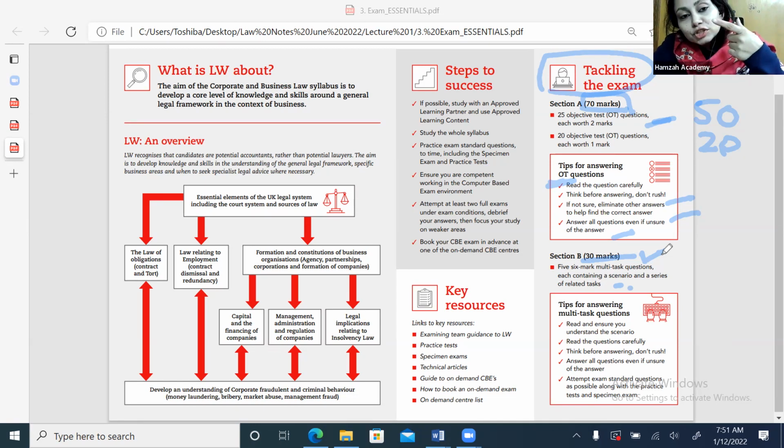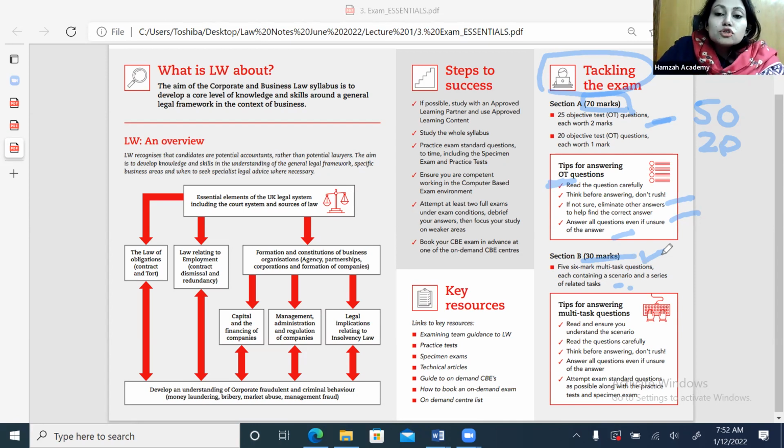So Section A has statement type questions with options, and you have to write one or two right options. Section B has the scenario, the case study, in which you have to apply your understanding of the concepts. Clear?